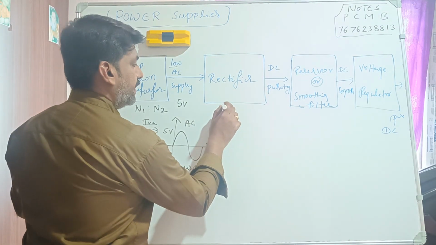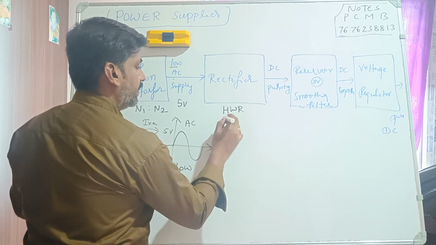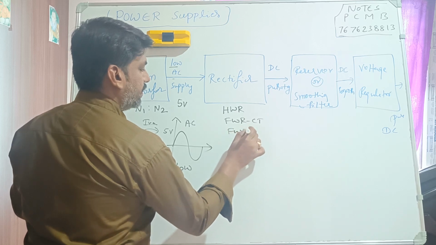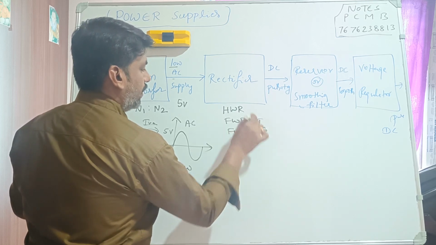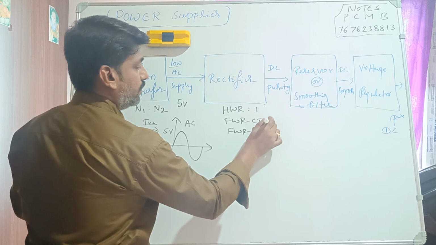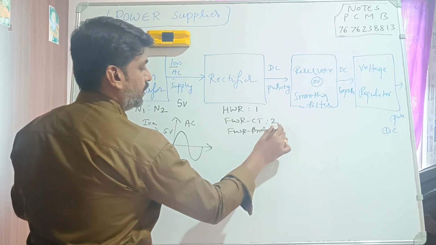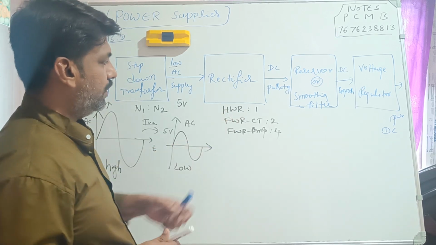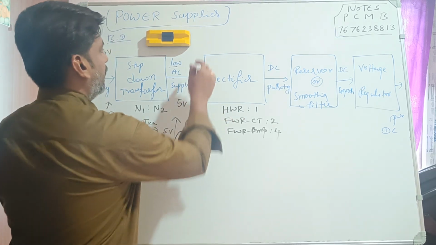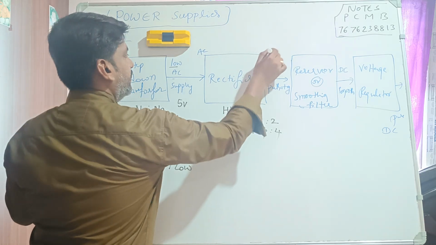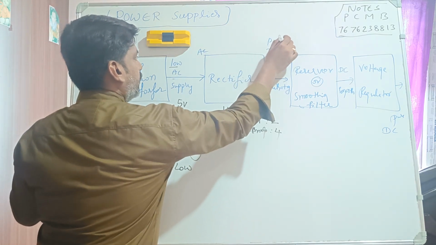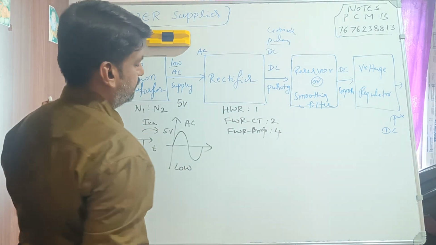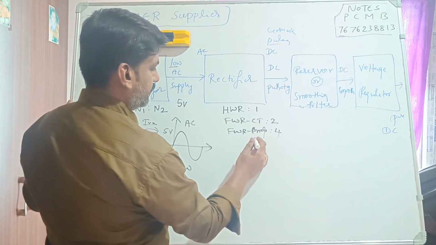What are the types of rectifiers we have seen? Half-wave rectifier, full-wave rectifier, center tap full-wave rectifier, and bridge. The half-wave rectifier consists of one diode, the center tap full-wave rectifier consists of two diodes, and the bridge rectifier consists of four diodes. With the help of these circuits, we are converting an AC signal into a DC, and it is not the purest form of DC. We will call it pulsating or unsmooth DC, right?